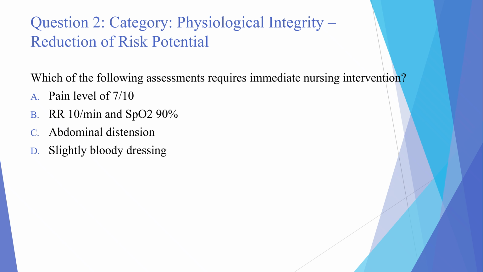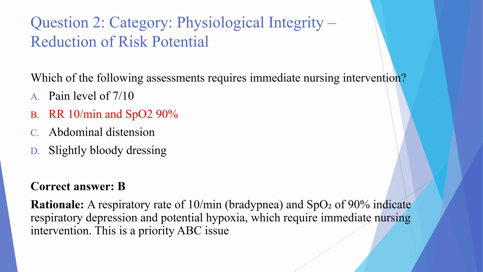Abdominal distension, slightly bloody dressing. So again, it's the respiration, it's ABC. A respiration rate of 10 breaths per minute is bradypnea, and O2 sat 90 indicates respiratory depression and potential hypoxia, which require immediate nursing intervention. This is a priority ABC issue.